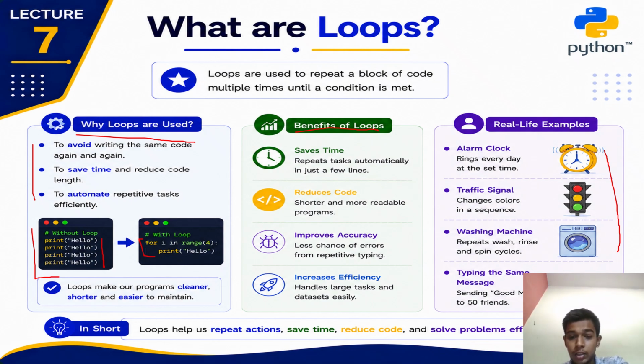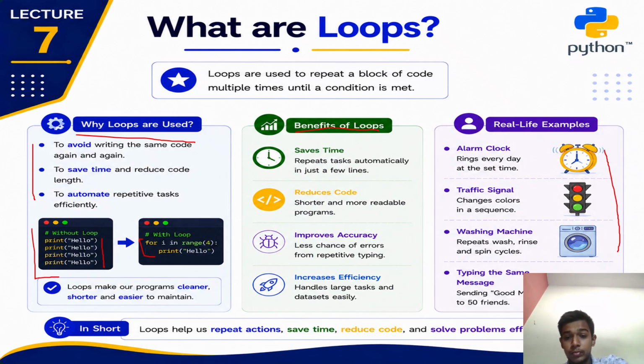A traffic signal also works on a loop. It continuously changes from red to yellow to green and then repeats the cycle. A washing machine repeats different stages like washing, rinsing, and spinning automatically. Another simple example is sending the same message to multiple people. Instead of writing the message again and again, a program can use a loop to send it repeatedly.